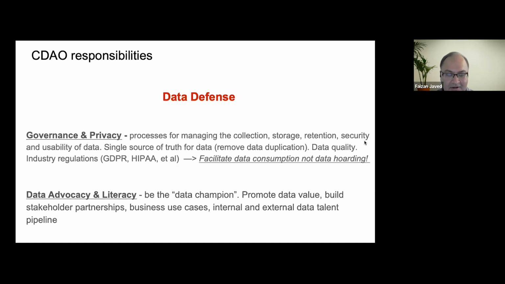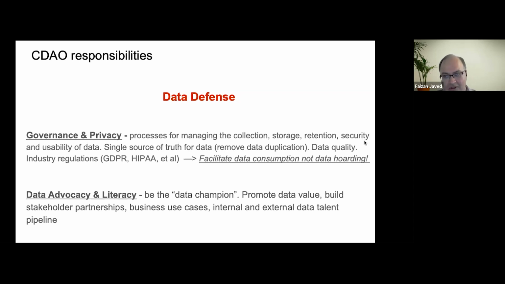The second area as part of this data defense is actually data advocacy, right, and literacy. So you might be in an organization where you want to make sure that people understand the value of data, right? So to become a data champion, to educate the organization on the value of data, promote the value of data and the use of it, right? This also involves making sure that you're able to build partnerships across the organization, right? Collaborate, driving business use cases. And this also includes building the data pipeline, right, of talent. It's very important to make sure that we have the right people to drive these initiatives.